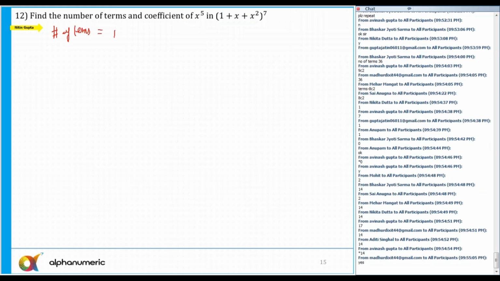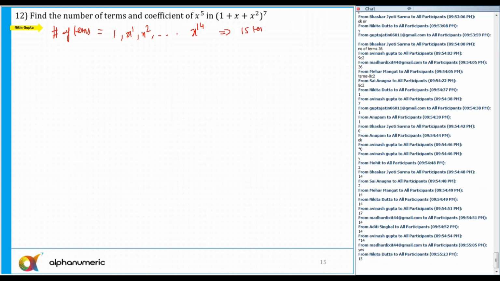Yes or no? Then 1 will be present, x raised to power 1 will be present, x square will be present, and the maximum, x raised to power 14, will be present. Yes or no? So what is the total number of terms? This implies there are only 15 terms. Why? Because all the terms are in terms of variable x only.